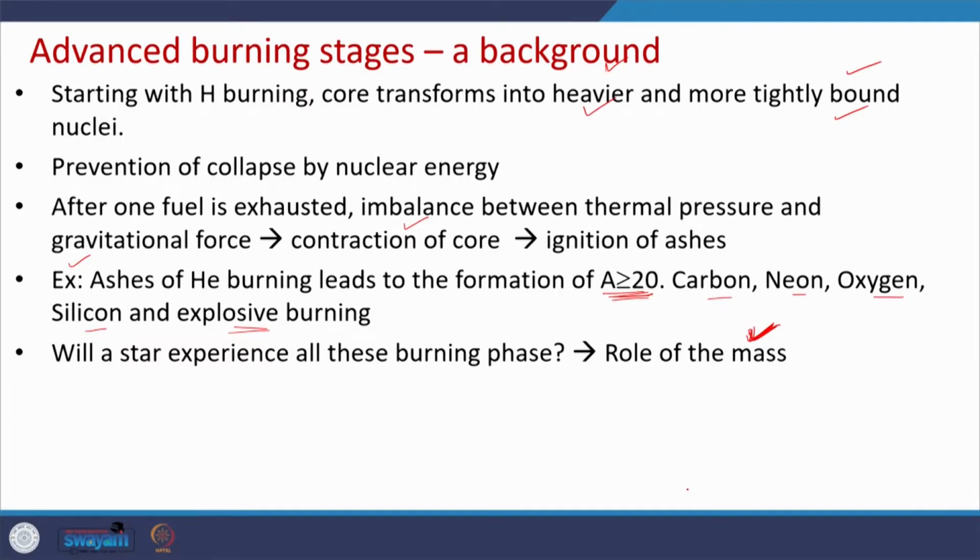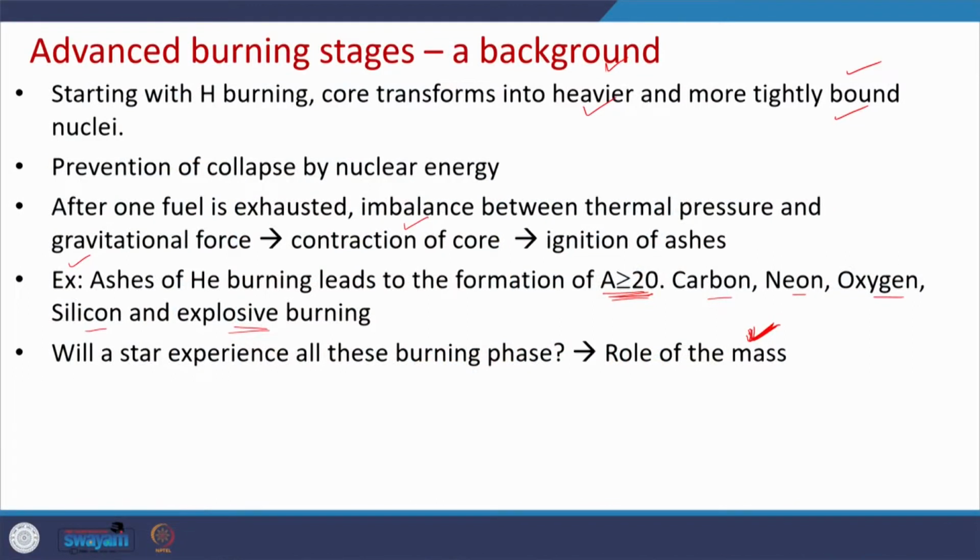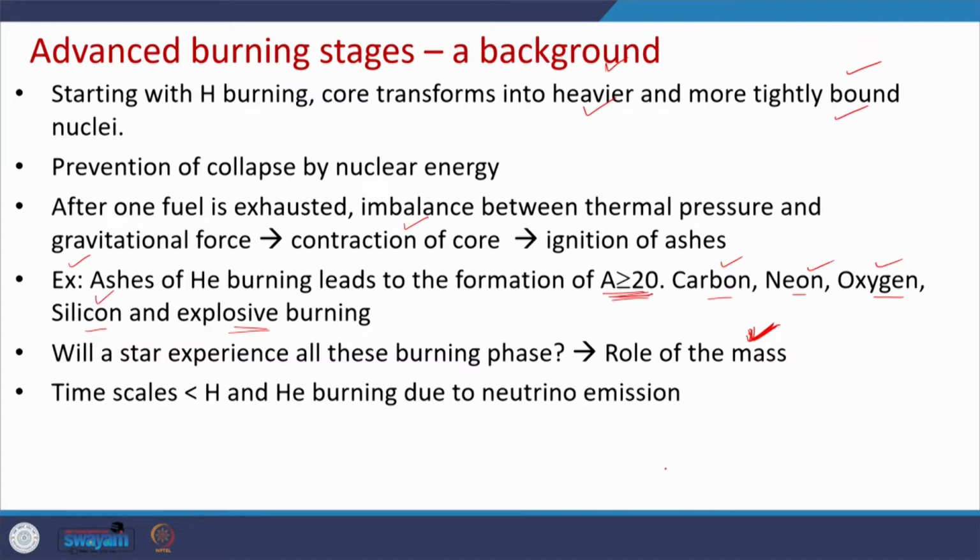So, you can realize the importance of the temperature in terms of energy, in terms of the gamma peak width and the gamma peak centroid. At the same time, you can also realize the impact of mass in explaining whether or not all these burning stages will happen inside a star. How can they explain? Let us see. Okay. Very soon I will explain.